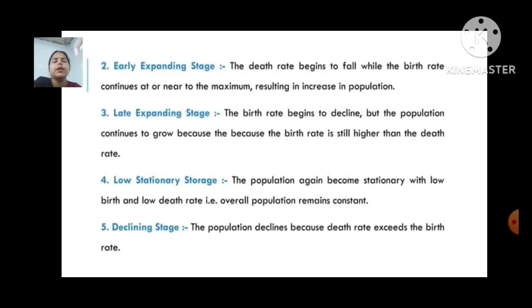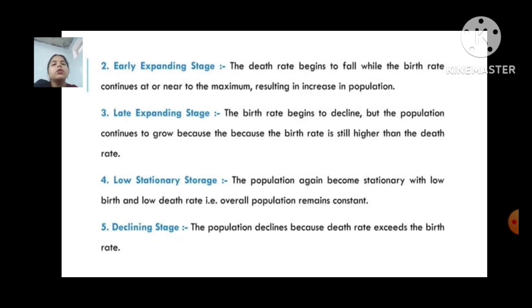Second is the early expanding stage. The death rate begins to fall while the birth rate continues at or near the maximum, resulting in an increase in the population. Next is the third, late expanding stage. The birth rate begins to decline, but the population continues to grow because the birth rate is still higher than the death rate.